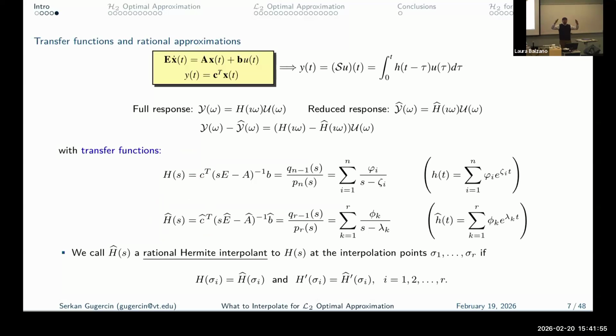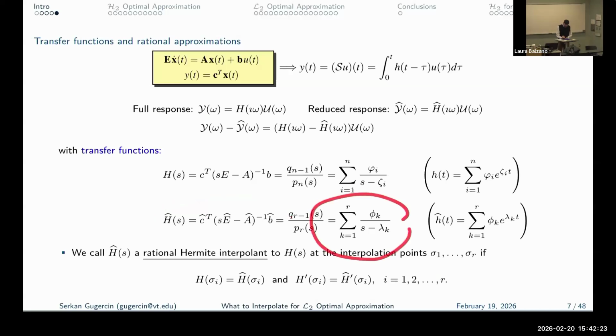You can just look at it from a pure approximation theory perspective. Given a rational function of degree n, how do I find a good rational approximation of degree r? You can just start from there. But for me, I have my dynamical system in mind. That's why I want my reduced model to have a rational function, because then I can write the ODE for the reduced model, then I can simulate. Any questions?